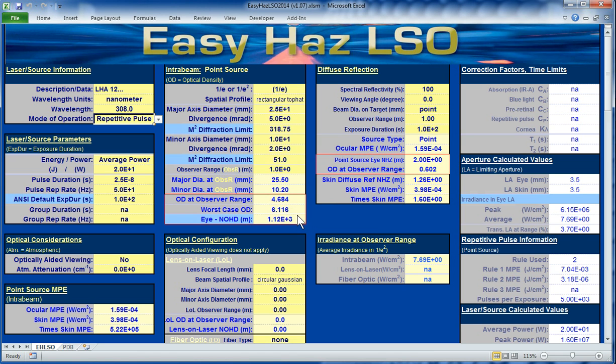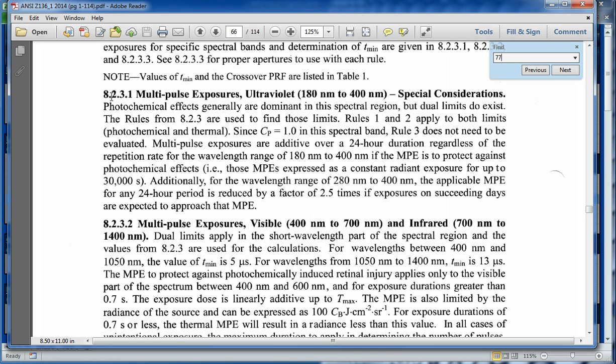But let's just go ahead and go to the standard and take a look at what the standard says about successive day. And really it's 8.2.3.1. It gives us some guidelines about multiple pulse exposures. And we'll take a look at that in just a minute. Really what they're saying here is that from 10 seconds to 30,000 seconds, remember, a photochemical effect starts at 10 seconds. So from 10 to 30,000 seconds, the MPE is expressed in radiant exposure, so that the longer exposure time you have, the more reduced the MPE will be, the more restrictive it will be.